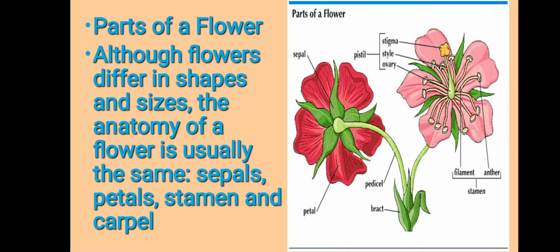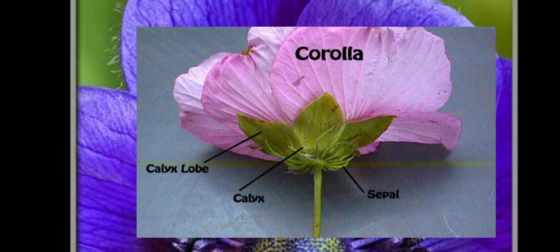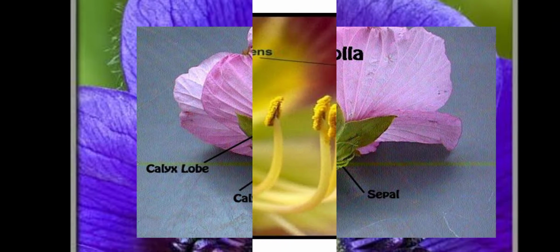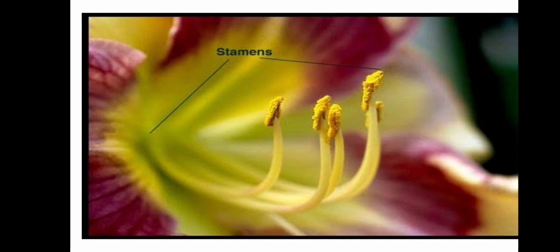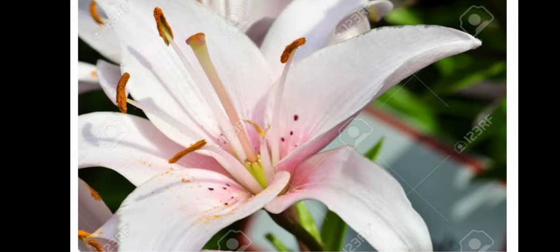Although flowers differ in shape and size, the anatomy of a flower is usually the same: sepals, petals, stamen, and carpel. The four whorls are calyx, corolla, the brightly colored, the stamens or the male part of a flower, that is the androecium, or the female part of a flower, gynoecium.